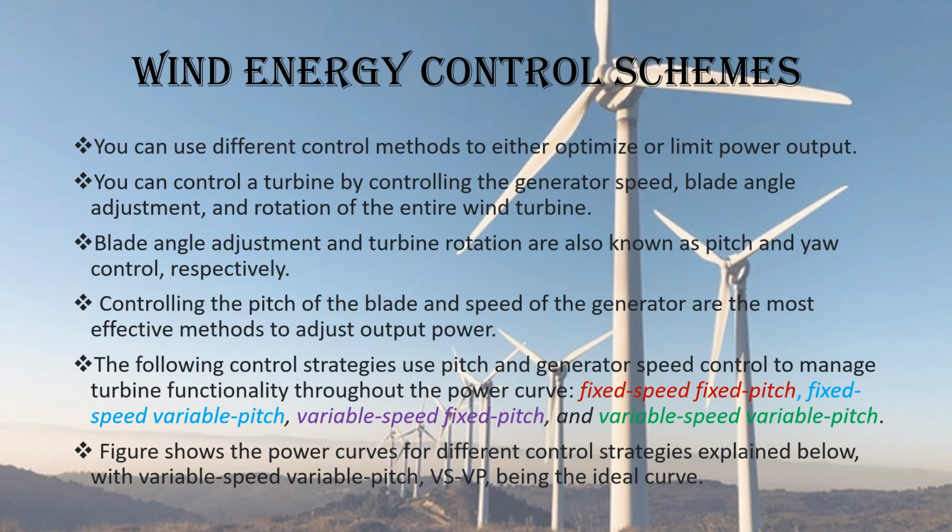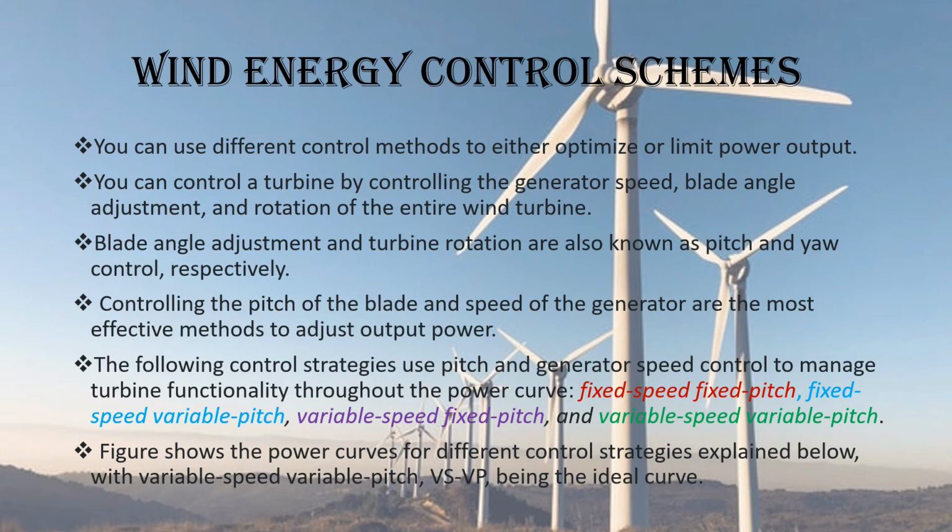Here are some wind energy control schemes which can be used to either optimize or limit power output. There are two control methods: one is pitch adjustment and the other is yaw adjustment. Pitch angle adjustment is the most effective way to limit output power by changing the aerodynamic force on the blade at high wind speed. Whereas yaw adjustment or yaw control ensures that the turbine is constantly facing into the wind to maximize the effective rotor area and as a result power.